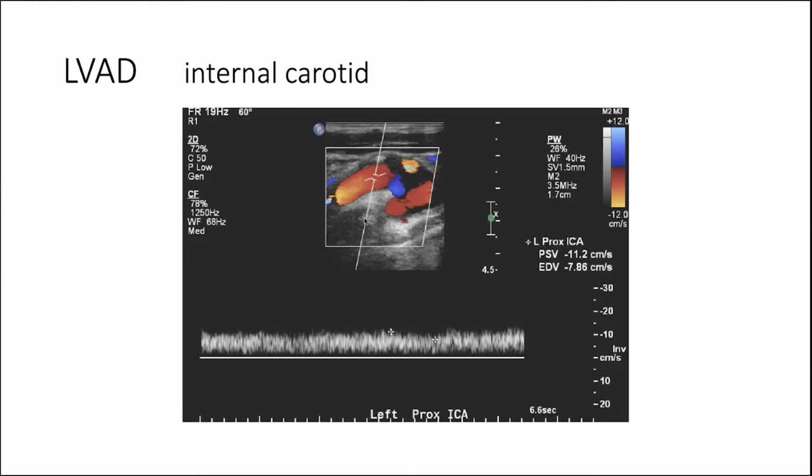So here's an example of an internal carotid flow pattern in a patient who's on a left ventricular assist device. Take my word for it, this patient's sitting in bed conversing, feeling just fine with a continuous flow in his left and right internal carotid and both vertebral arteries with peak velocities in the 10 to 12 centimeter per second range. But this is the kind of thing you would see in that setting.